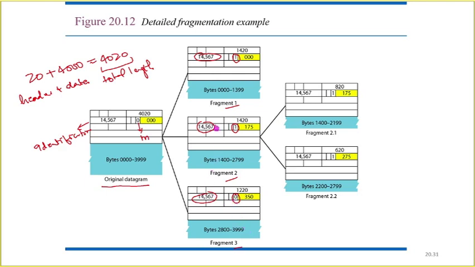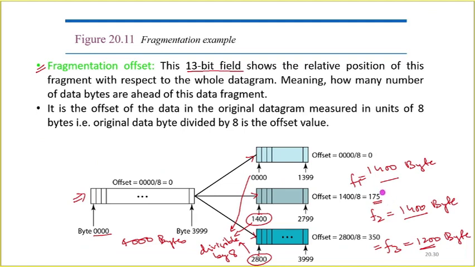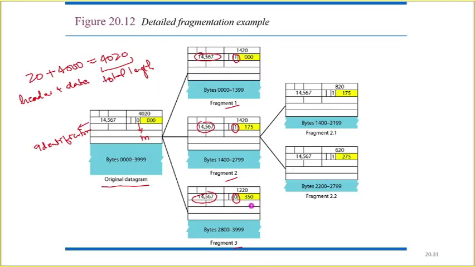And what will be the offset? The offset for the first one is 0. For the second one, it is 175, which is calculated here. For the third fragment, the offset will be 350, which is calculated here.